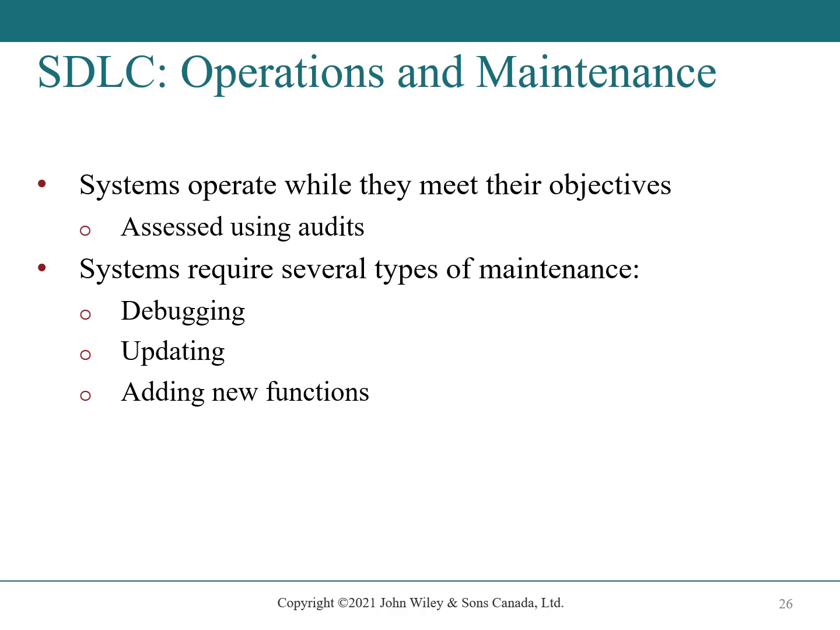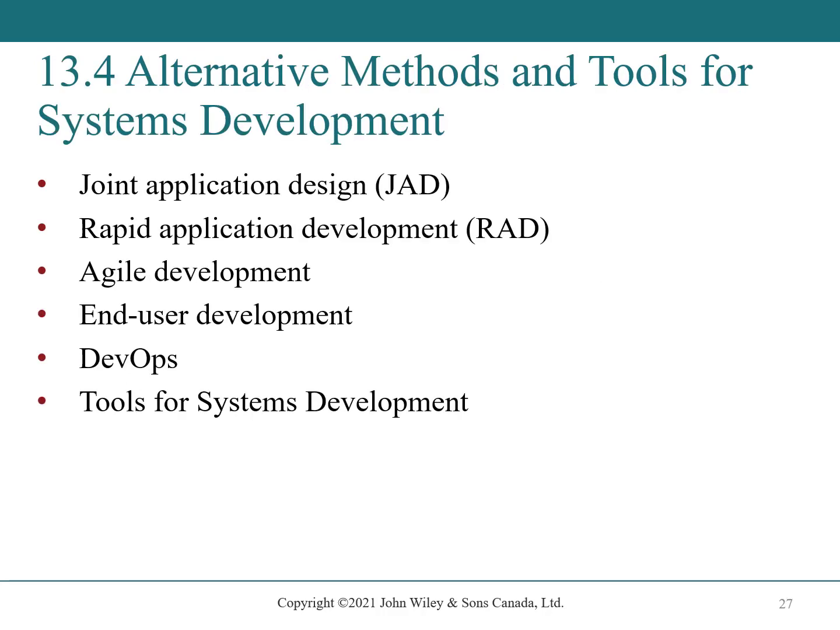SDLC, operations and maintenance. Systems operate while they meet their objectives. They're assessed using audits. Systems require several types of maintenance: debugging, updating, and adding new functions. Alternate methods and tools for systems development. We have joint application design, JAD, rapid application development, RAD, agile development, end user development, DevOps, and tools for system development.